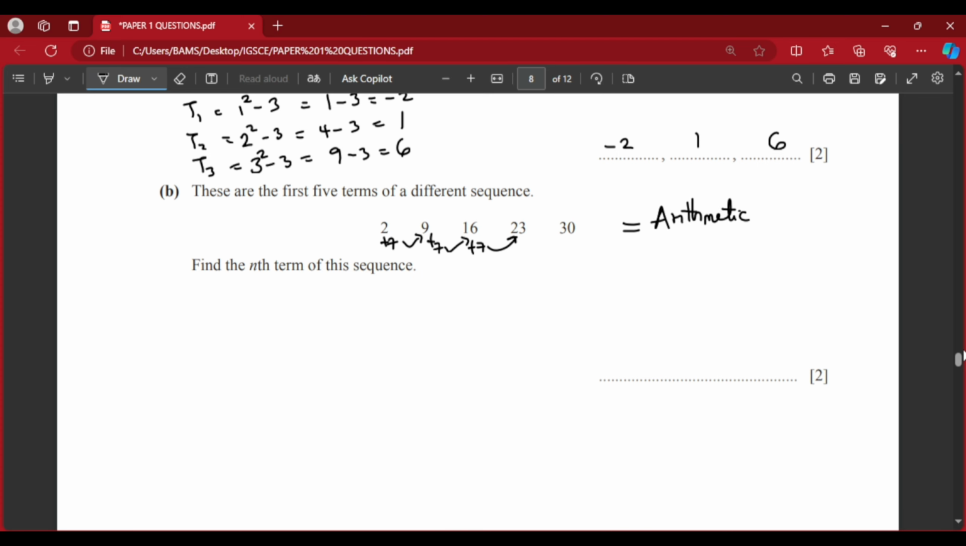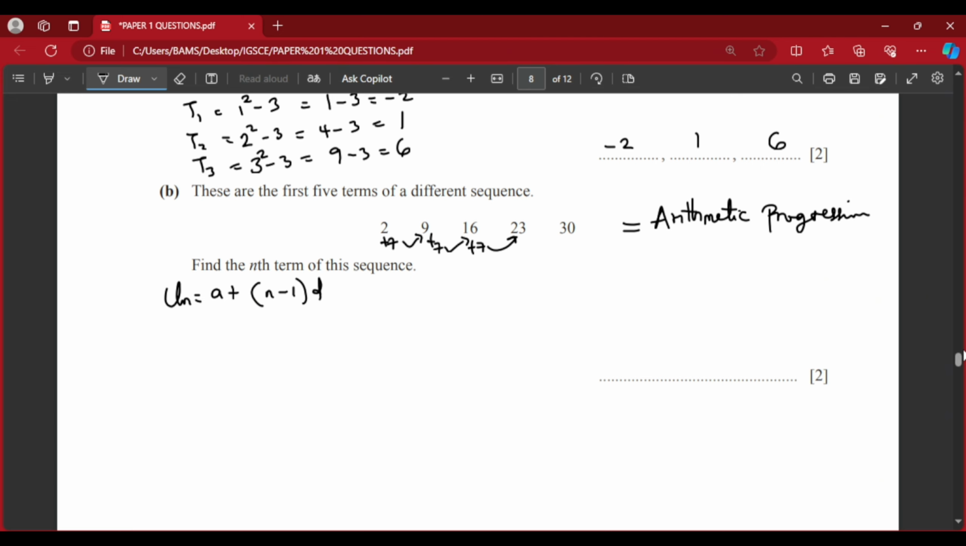Okay, it's an arithmetic progression because there is an addition of a particular difference. So how do we find the nth term of an arithmetic progression? That is a, which is the first term, plus n minus 1 times the common difference. So how do we find the common difference? That particular number we have been adding, which is 7.